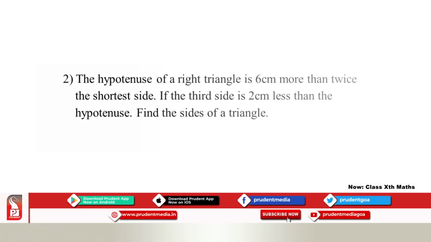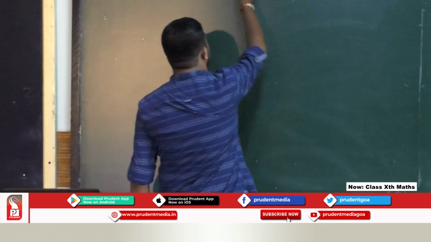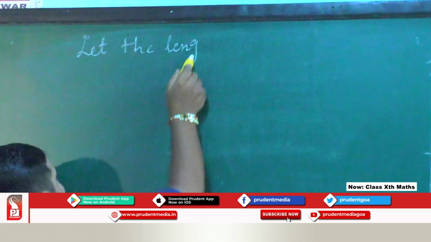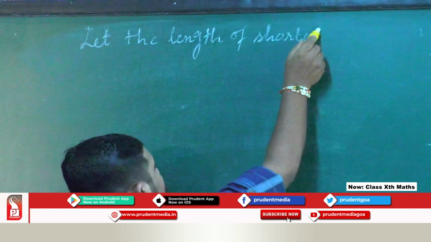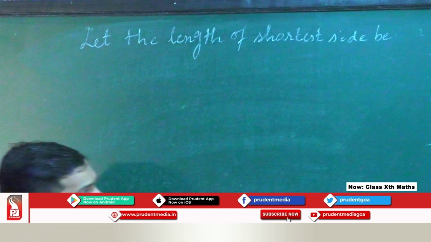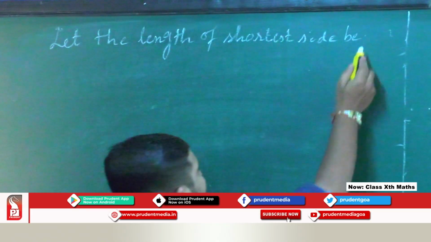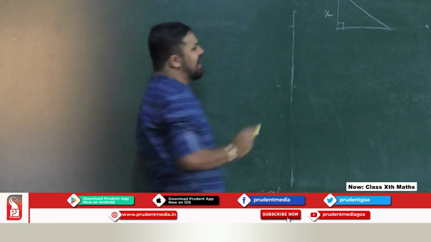So what is the question saying now? The hypotenuse of a right triangle is 6 centimeter more than twice the shortest side. That means he is saying something regarding the shortest side, which means you don't know the length of the shortest side. So my first statement will be: let the length of the shortest side be, okay, the unit is given as centimeter, so x centimeter. Let me say this is your shortest side, so I say x.